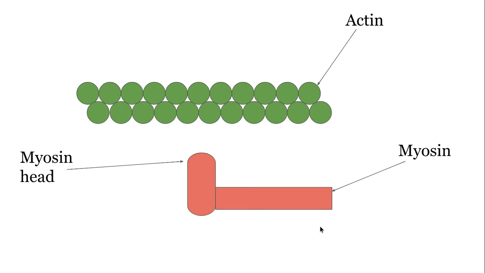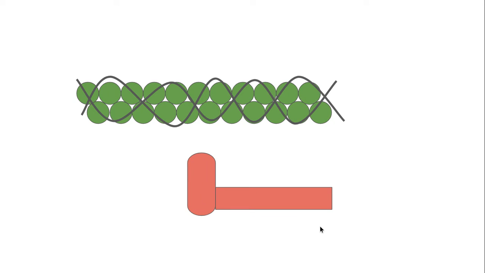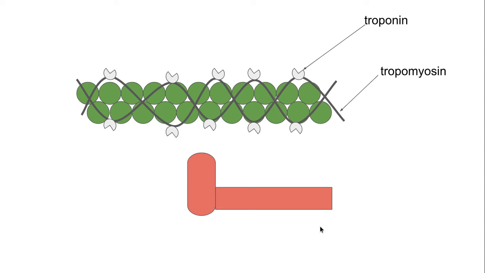That is why we have these protein filaments known as tropomyosin. Tropomyosin covers the actin, ensuring that myosin cannot get to the actin. It's much like a bodyguard, you could say. And with the tropomyosin, we also have these globular proteins known as troponin. Troponin is also important because it is going to play a role in removing tropomyosin.